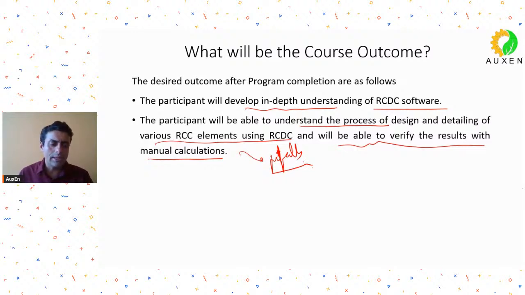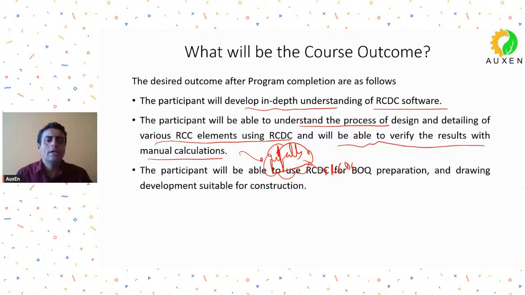STAAD has its own problems. ETABS has problems. RCDC has problems. Every software will have some or the other problem. Some of the problems you can make your way around, some you have to live with, and for some problems you may have to do some jugaad work on your own. So at least as a user of the software, you should be aware of those issues. Through this course we'll be trying to understand all those things about RCDC, and we will be using Excel spreadsheets to verify the results. That will be an outcome which you can expect.